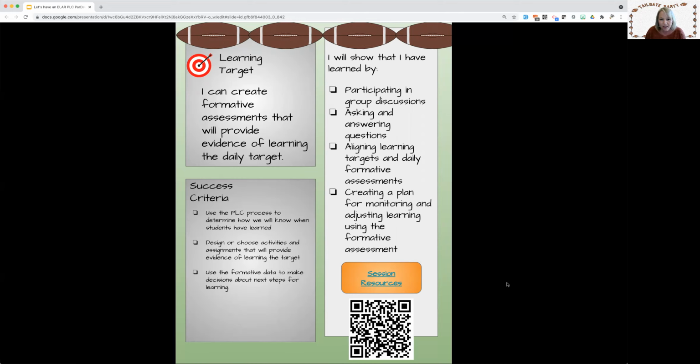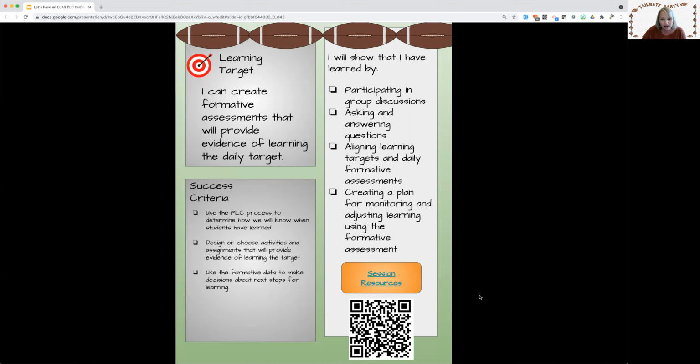We'll talk about that. And then we will be talking about being very intentional, carefully choosing our activities, our assignments, our checks for understanding, so that we can collect evidence quickly and use that evidence to make decisions about what our students need next from us. And then using that formative to help us decide those next steps, whether that be an intervention or an extension. But that's the success criteria that we really want to follow today.